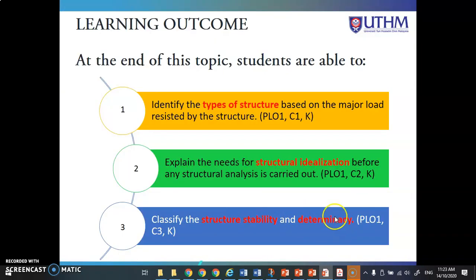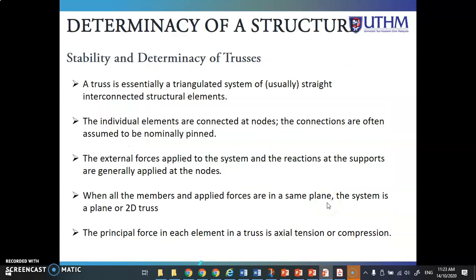Okay, so we continue about the determinacy. We proceed with the stability and determinacy of truss. Previously kita dah cover tentang determinacy of beam and rigid frame in the previous video. So in this video we continue about the determinacy of the trusses.